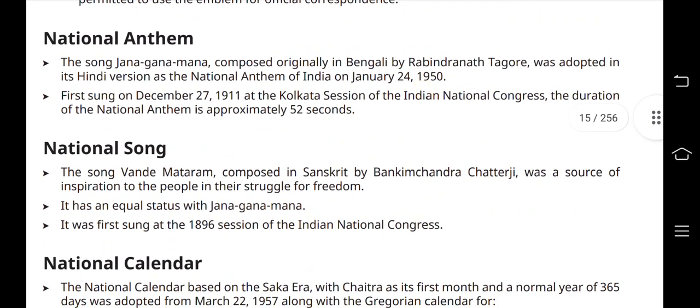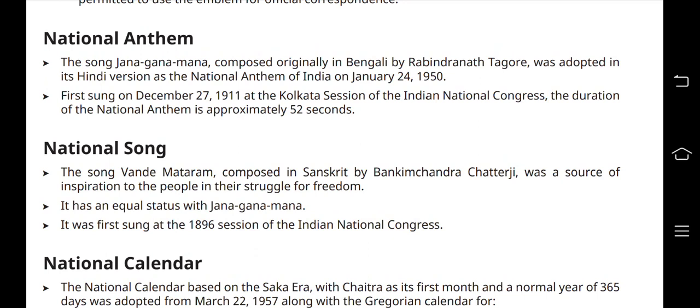National Anthem. The song Jana Gana Mana, composed originally in Bengali by Rabindranath Tagore, was adopted in its Hindi version as the National Anthem of India on January 24, 1950. First sung on December 27, 1911 at the Kolkata session of the Indian National Congress. The duration of the national anthem is approximately 52 seconds.